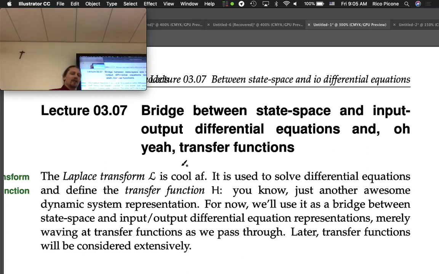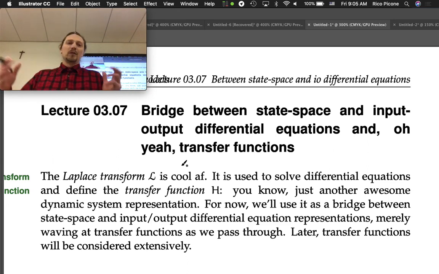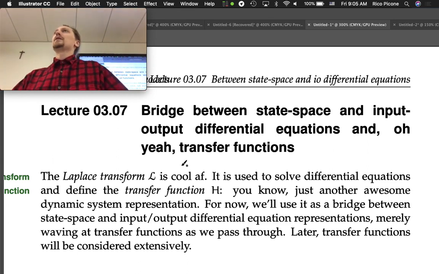So we've been representing systems as, we started out with input-output ordinary differential equations, right? They looked like the equations you solved in your differential equations class. We now have state space models, which look a little bit different, the vector system of first order differential equations. And now we're talking about the transfer function H.